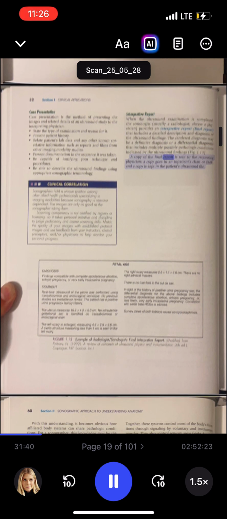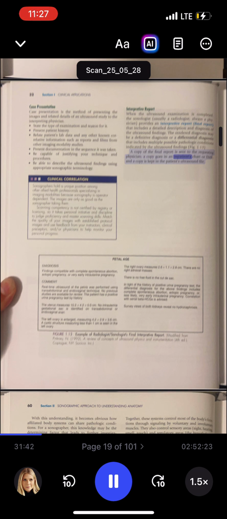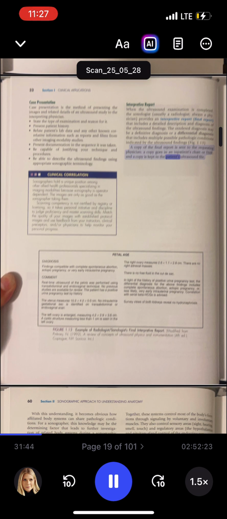A copy of the final report is sent to the requesting physician. A copy goes in the patient's chart, and a copy is kept in the patient's ultrasound file.